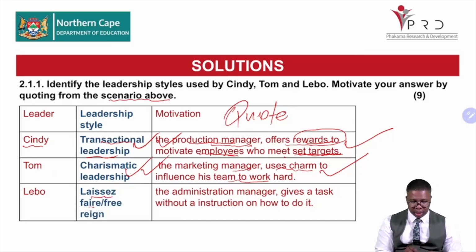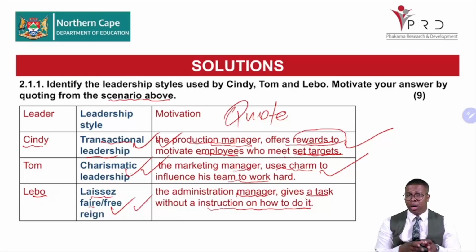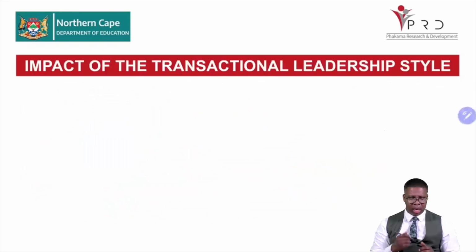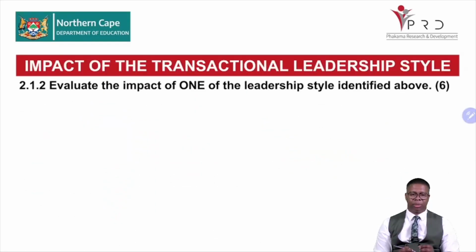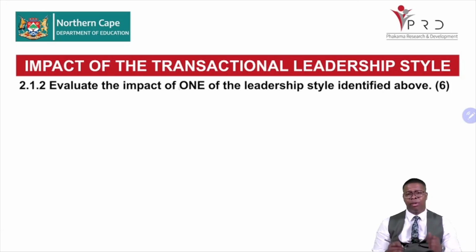Then when you look into that, this is free reign. Why? Because Lebu, the administration manager, gives a task without an instruction on how to do it or how to complete that task. Why? Because Lebu is aware that he's working with employees who are experts. That's why he gives them the work without telling them how to complete it, because they are experts and they can take responsibility. Let us now look into the impact of each leadership style that was identified, because question 2.1.2 is requiring of you to evaluate the impact of one of the leadership styles identified above for 6 marks.